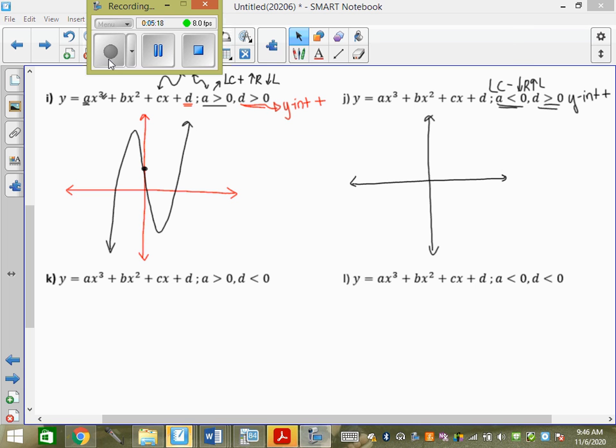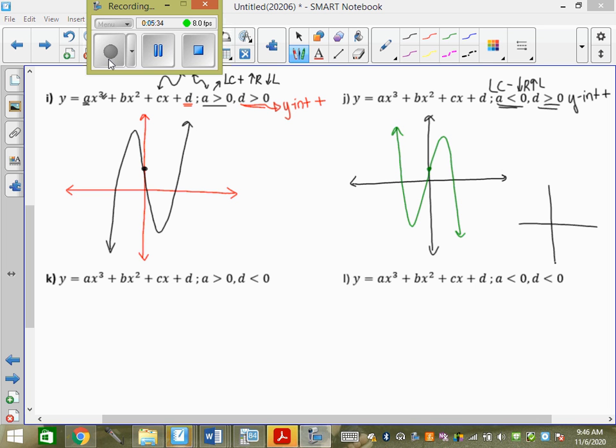So I have a positive y-intercept, it's above the y-axis somewhere, and I need to be down on the right, up on the left, so I could go something like that. You could even do something like this if you really want to be a little bit different. You could go like this. That would work as well, as long as it's started.